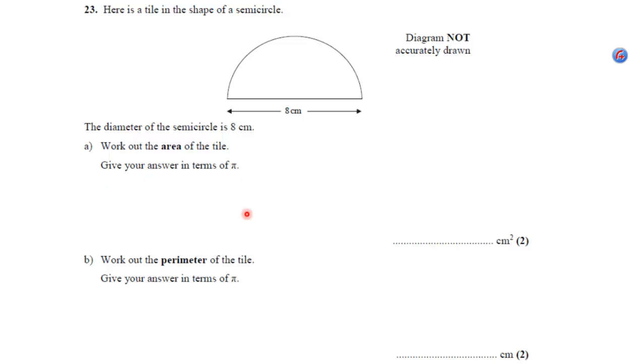This is question number 23. Okay, so starting with the question, it says, here is the tile in the shape of a semicircle. So there is your semicircle. The diameter of the semicircle is 8 centimeters. So now I could tell from this question so far that it's dealing with circles.